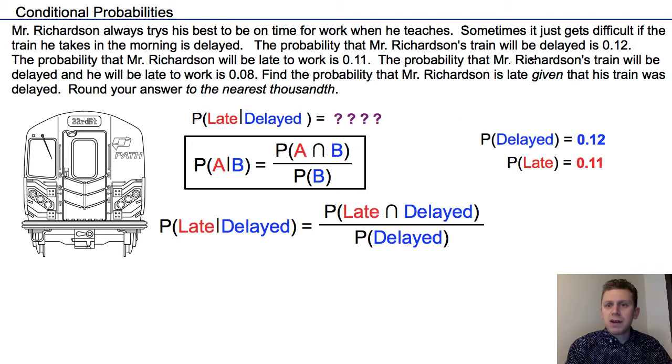And finally, it says the probability that Mr. Richardson's train will be delayed and he will be late for work is 0.08. So that's late and delayed. That's this right here. And I like to write them all as decimals.